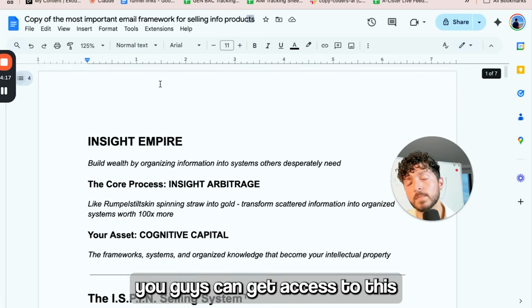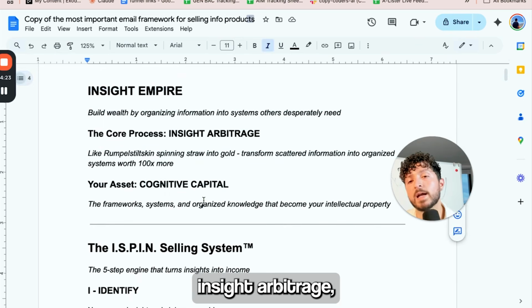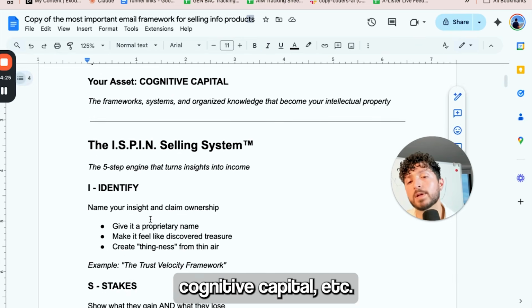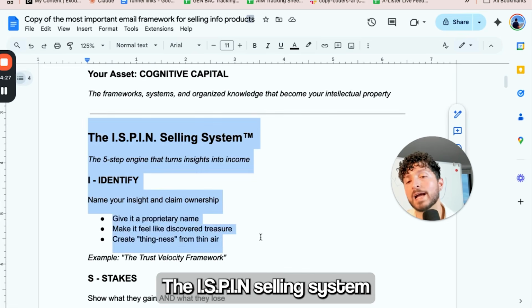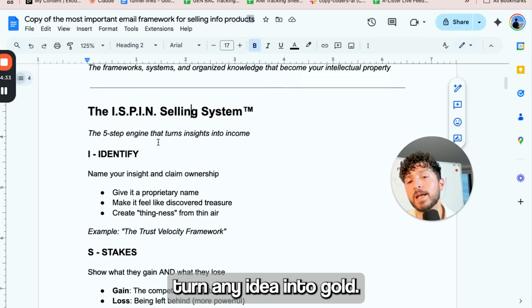You don't have to guess anymore. You guys can get access to this if you just opt in below. And again, you can look at the doc here. Calling this insight arbitrage, cognitive capital, etc. The main system is what I call the iSpin selling system. This is how you can turn any idea into gold.